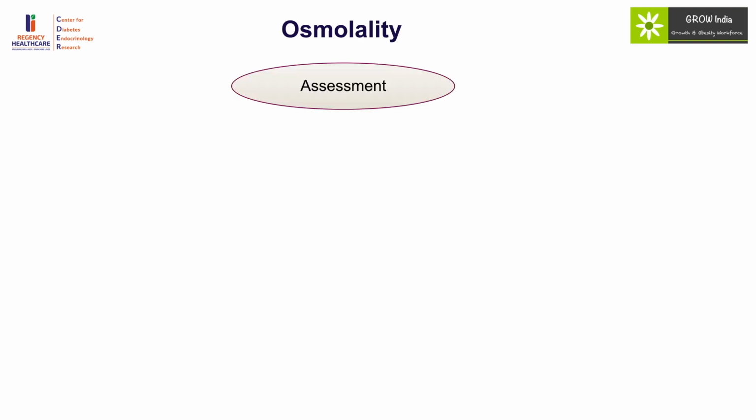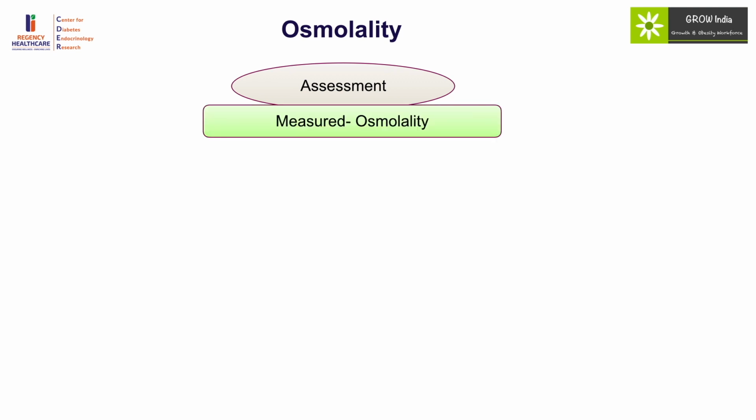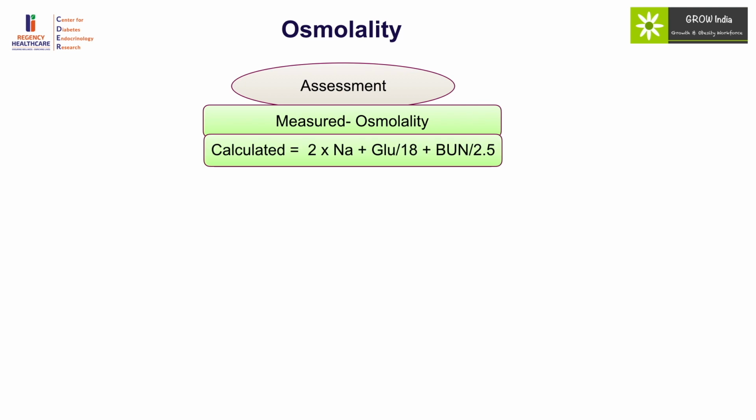Assessment of osmolality is also important in certain situations of sodium and potassium disorders, and this can be done using a measured osmolality or a calculated osmolality, wherein we use 2 into sodium plus glucose upon 18 if it is used as milligram per dl, or plain glucose in millimoles, along with urea. These are the 3 major determinants of osmolality.